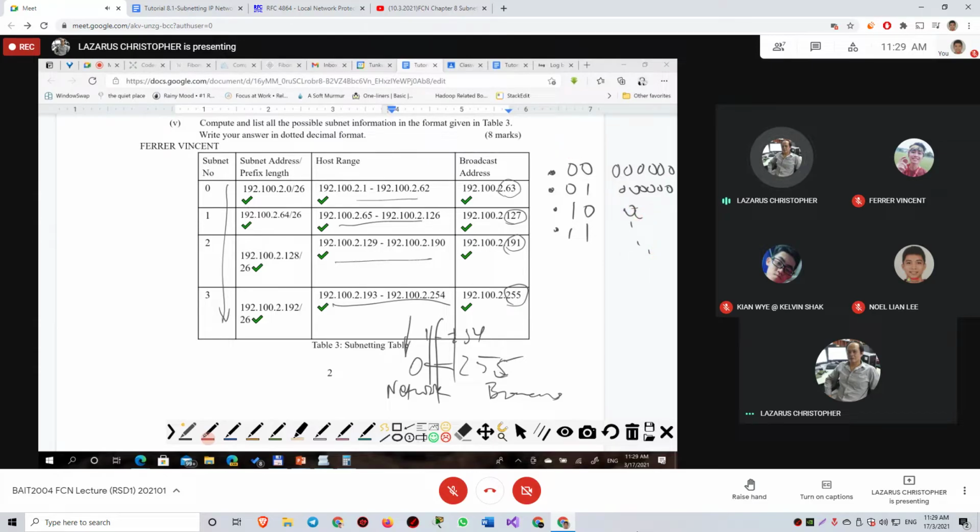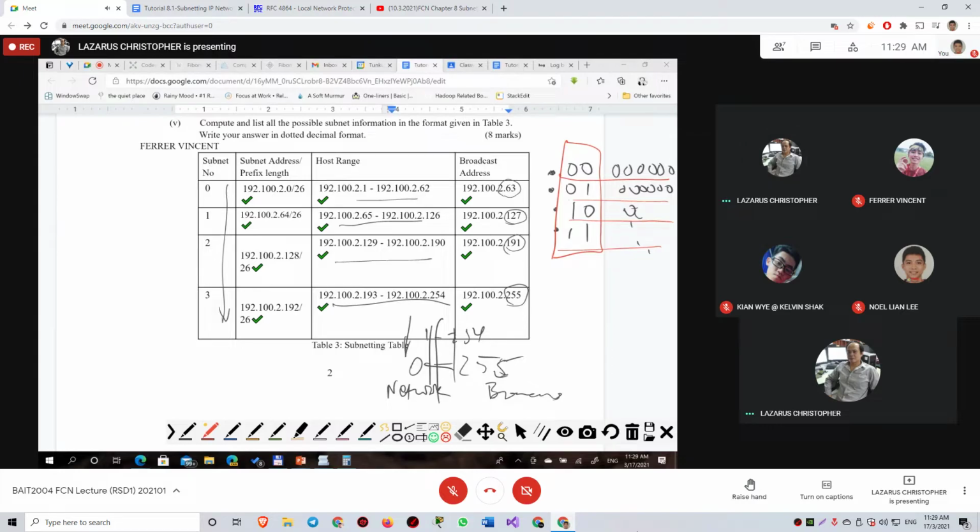The borrowed bits are this part. Why do we have 4 subnets? If you do the binary patterns, you can create 4 patterns: 00, 01, 10, 11. So 00 gives you 0, 01 gives you 64, 10 gives you 128, and 11 gives you 192. Oh, I see now.